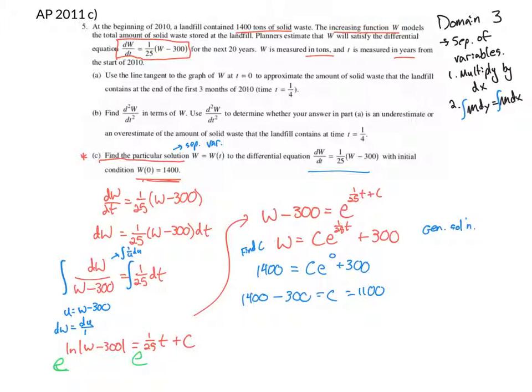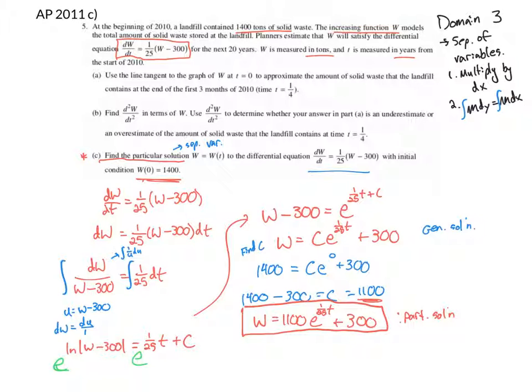And once you find that, you want to make sure that you write your particular solution by plugging this number back in to the general solution. So we would write W equals 1100 E to the 1/25th t plus 300, and box it up and call it a day.